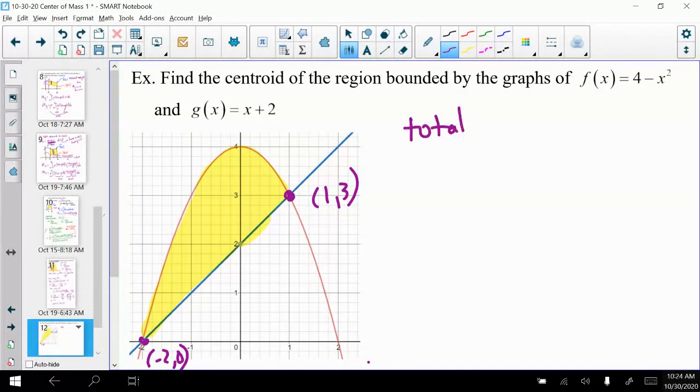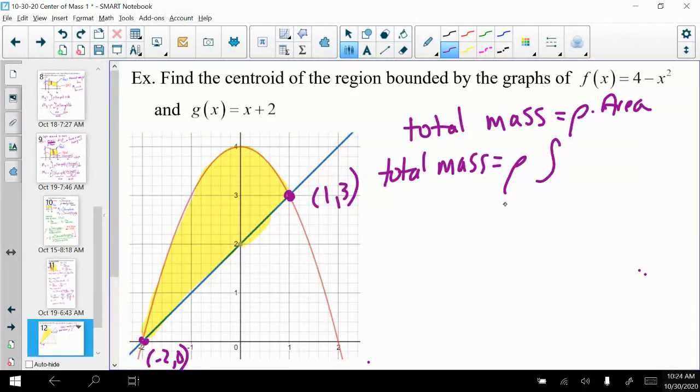The same idea. Start with your total mass, which we know is rho times area. So our total mass is just rho integral from -2 to 1. Oh, I guess I should have told you guys to pause it. Of f of x minus g of x.